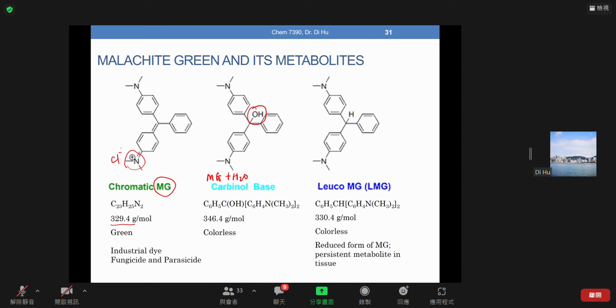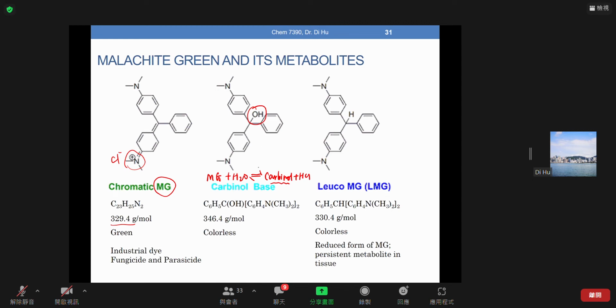So methacon green has an acid base equilibrium product with the carbonyl base, and so it can form the carbonyl and acid. So this carbonyl is just the acid base one. But look at this one. And how about this one?